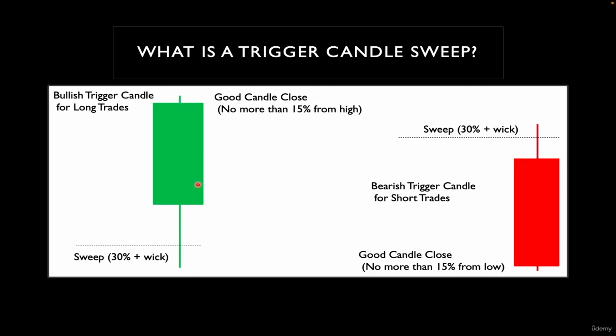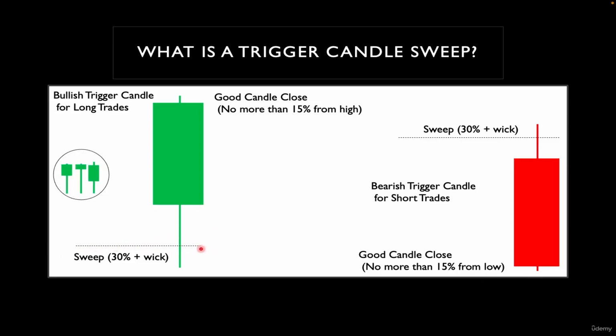Now, as a rough guide, we want to see a 30% plus wick to the downside. And we want to see no more than a 15% wick to the upside. Now, we'll go into the logic of why that is in the next slide. It's inversed for bearish, so we're looking for a wick to the upside and a good close to the downside. So they're the 2 characteristics of a trigger candle. We then look for that trigger candle to sweep liquidity, as I've indicated here by the line.